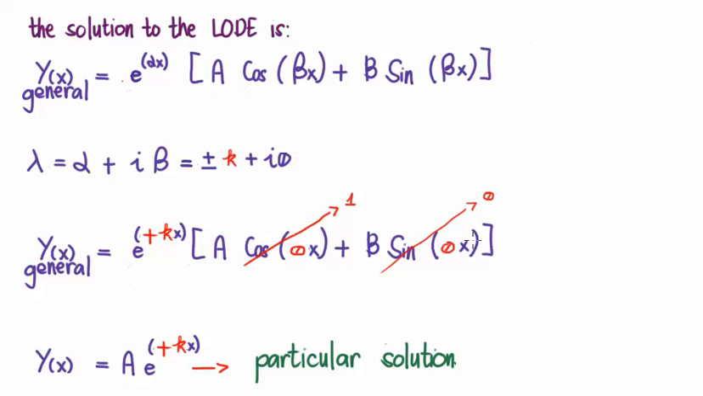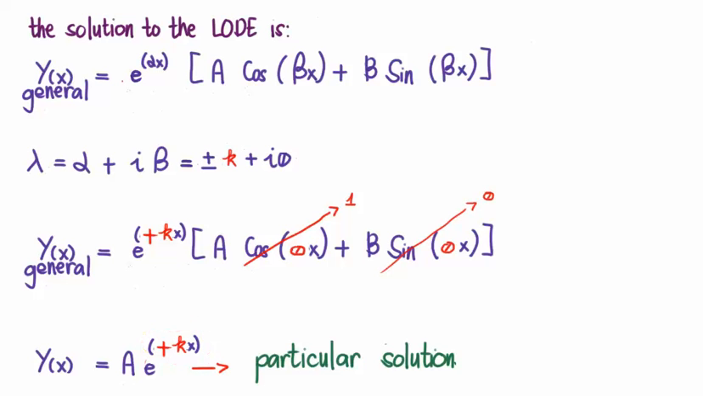Of course, the sine of naught is naught. That term will disappear, and the cosine of naught is 1. So this term will disappear. Now, we'll be left, of course, with this constant a. So it appears that the solution y of x is a outside of e to the plus kx.